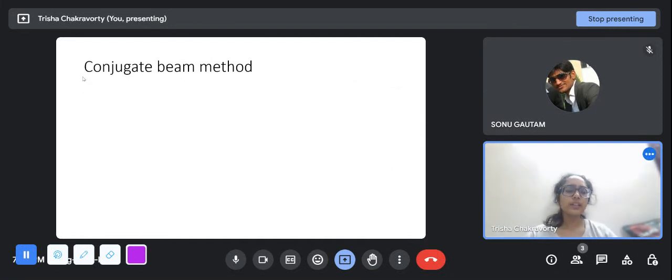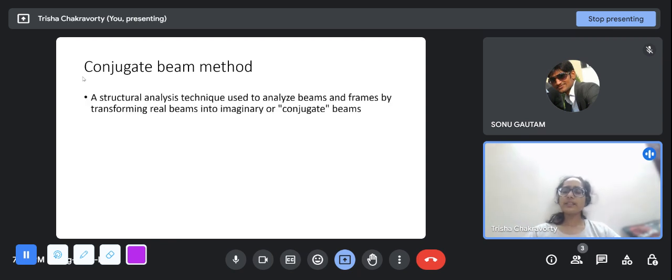Now we start with the look at the conjugate beam method. This is basically a structure analysis technique that is used to analyze beams and frames by transforming the real beams into imaginary or conjugate beams. Whatever method we use to derive the elastic equation, like the y of x function, whether we use the double integration method, we get it as a continuous function y of x, where plugging in any value of x, we can get the y. That is one. Using the moment area theorem, we don't get a continuous equation.